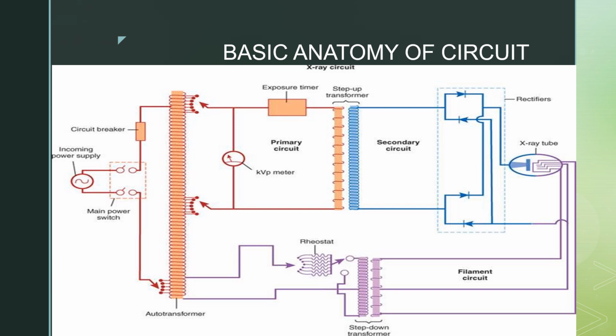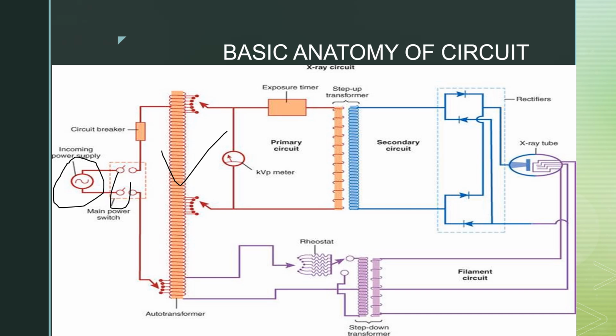Let's see the basic anatomy of the X-ray circuit. Here you can see the AC mains, from where the whole X-ray circuit gets its electrical energy to operate. This is the main power switch, from which you can turn on or turn off the electrical flow throughout the circuit. This is the autotransformer, which works on the basic principle of self-induction. That means it can transform its current in the desired way to maintain the stability of the current flow throughout the circuit.